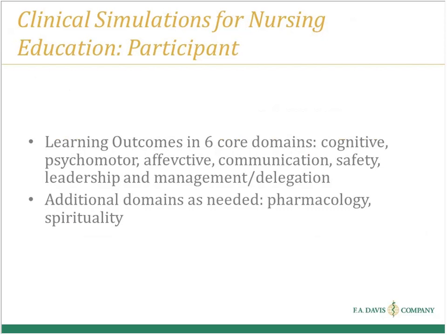So let's start by talking about the participant volume, because the ENACTSIL guidelines say, I think quite rightly, that preparation on the part of the participant will assure a better outcome for the clinical simulation for the participant. So what we do first for participants is define learning outcomes in 6 core domains: cognitive, psychomotor, affective, communication, safety, leadership and management, and delegation. We occasionally, as the simulation requires, add another domain, usually only one other. And I happen to remember that I've seen pharmacology and spirituality. Those are specific to the clinical simulations, and they are not applied throughout.